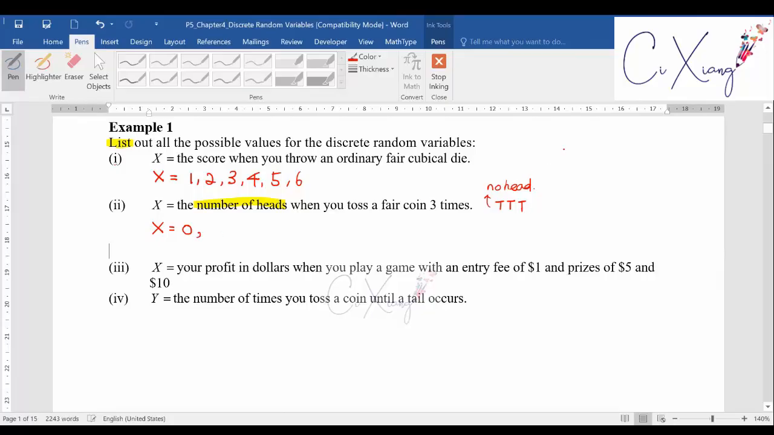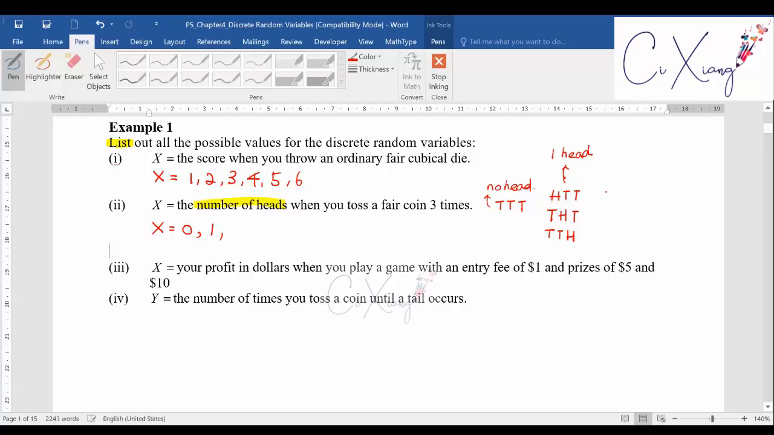What is the possible outcome that you might have? Some students might say I get hit, tail, tail. Or maybe tail, hit, tail. Or tail, tail, hit. All these outcomes mean you are having 1 hit when you throw the coin 3 times. So to summarize the discrete random variable, you're having x equals 1. For all the 3 outcomes here, you have 1 hit only.